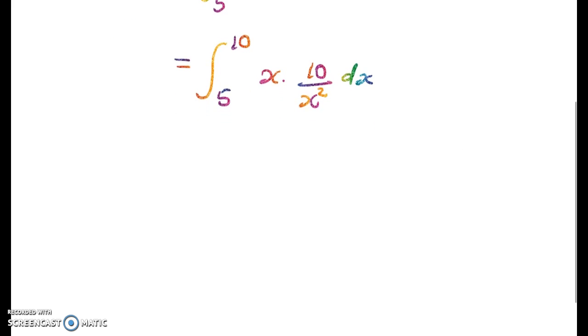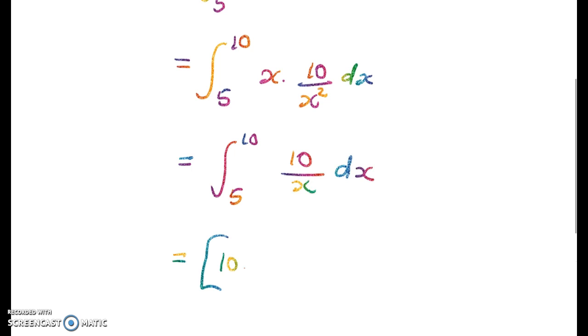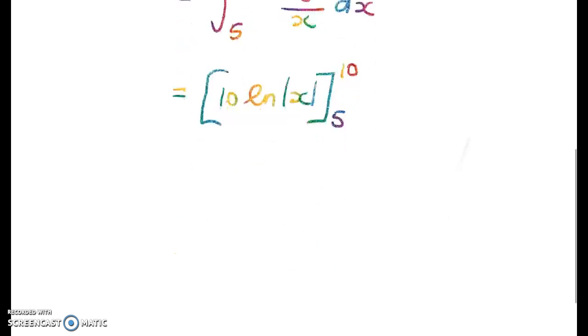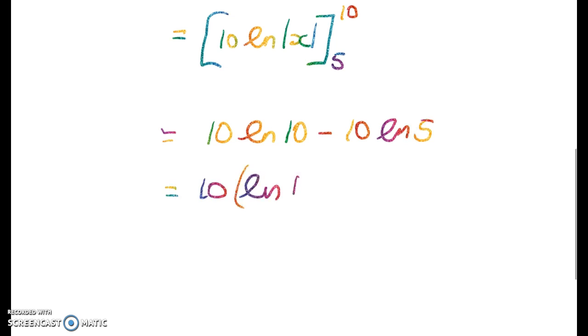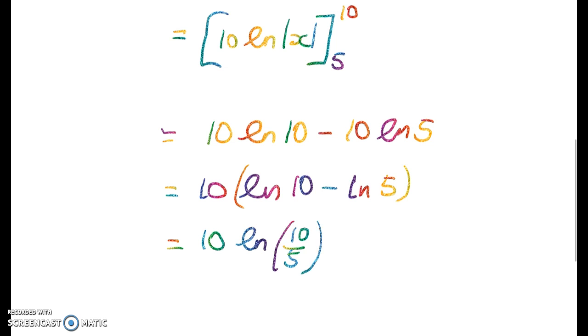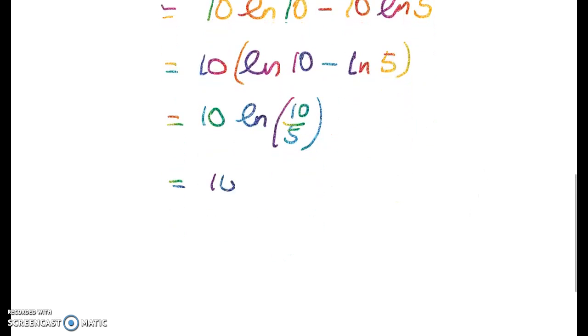So notice that I'm not jumping through to 10 over x, right? I'm just showing the reader exactly what I've done. So 10 over x dx, which is equal to 10 times the natural log of x. You could take the 10 out, of course, but I haven't bothered. So 10 log 10 minus 10 log 5, which is 10 log 2. So my final answer is equals 10 log 2 as required.